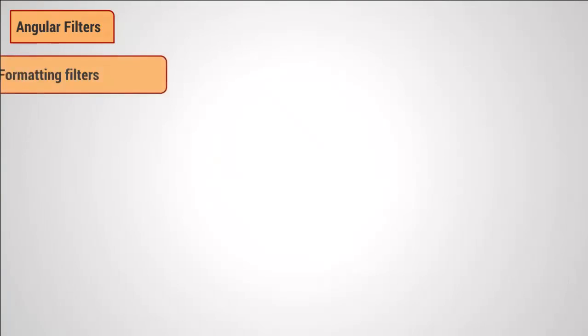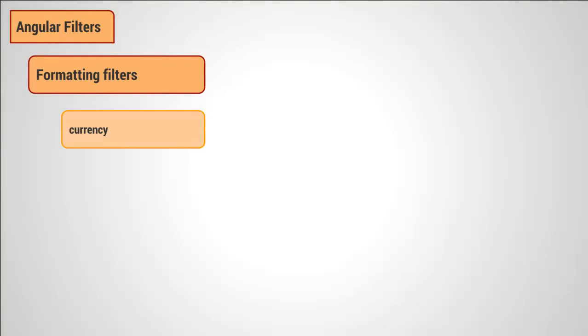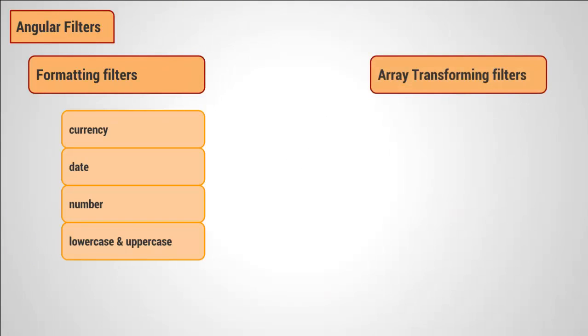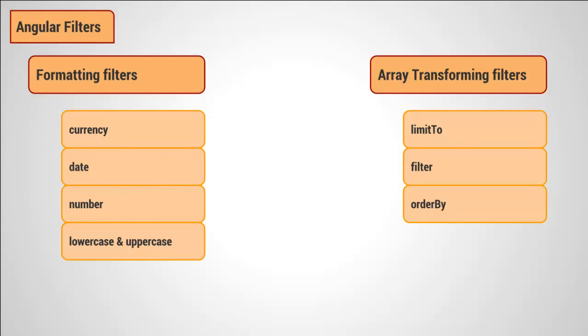Angular provides us with two different types of filters, formatting filters and array transforming filters. We have different formatting filters like currency to format with currency symbols, date for formatting dates, number to format numbers with decimal places, and lowercase and uppercase are self-explanatory. We have three different filters operating on an array. LimitTo shrinks an array to a specified size. Filter is a general purpose filtering utility, and orderBy is used to sort an array. If these filters seem insufficient, we can create our own.